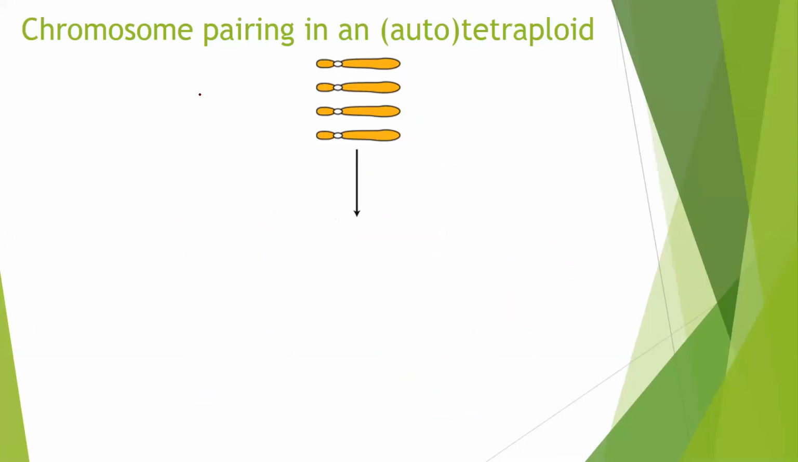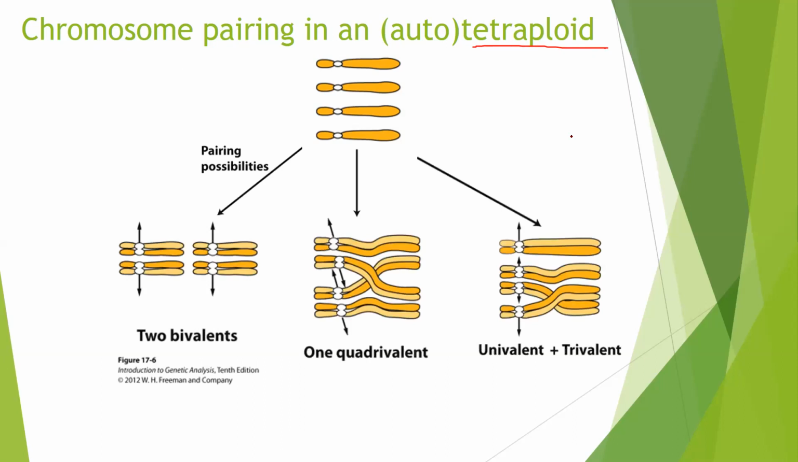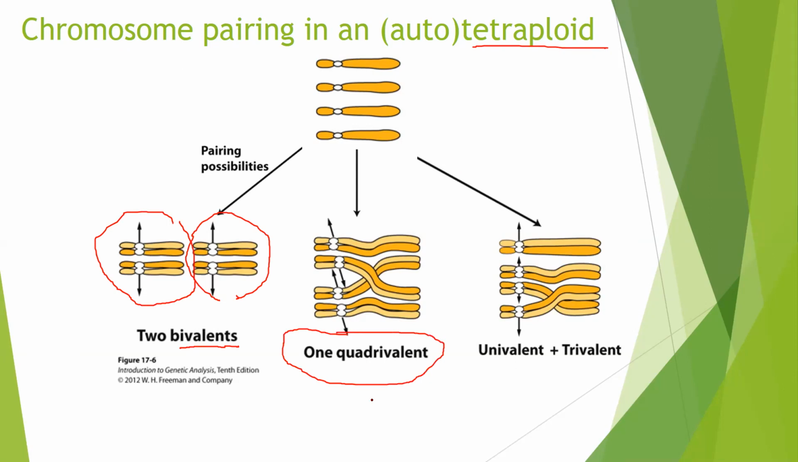Okay, so now we need to learn. For the tetraploid, for each chromosome, we have 4 copies, right? So during meiosis, how will these 4 copies of the chromosome be paired together? There are 3 possible ways. Either 2 of them form a bivalent, and there are 2 bivalents here, each going to segregate independently, or all 4 can form a single quadrivalent, right? So this is not a possible way. So only these 2 are possible, and either way can produce gametes of 2N.